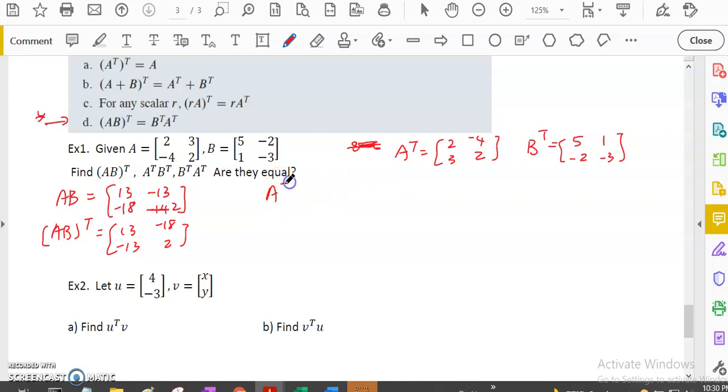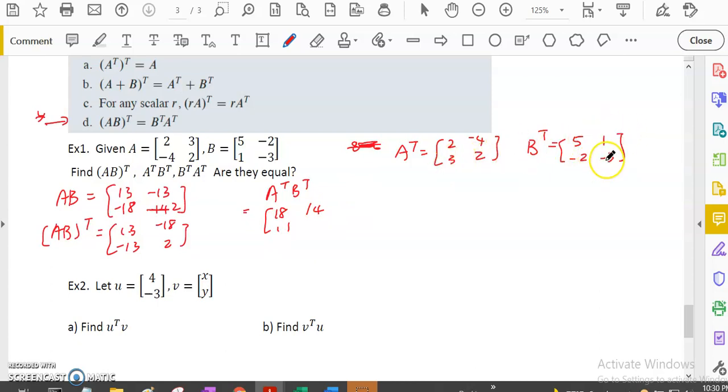So let's try A transpose times B transpose first. That would equal these multiplied by these. So that would be 2 times 5 plus 8, so that's 18. So you can obviously see that it's not like (AB) transpose. The first row multiplied by the first column, it will be 2 plus 12, 14. The second row multiplied by the first column, 15 minus 4, 11.